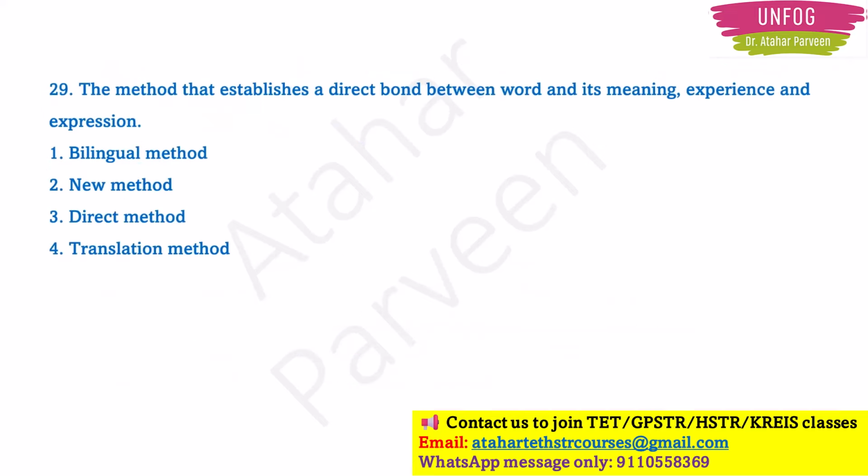Next question. The method that establishes a direct bond between word and its meaning, experience and expression. The options are bilingual method, new method, direct method, translation method. Which one relates a word directly to its meaning? Here I can say that it is the direct method, because I can see the word direct in the question. So I am giving the answer as direct method. But it's important for us to know what the meanings of each method are also, right?